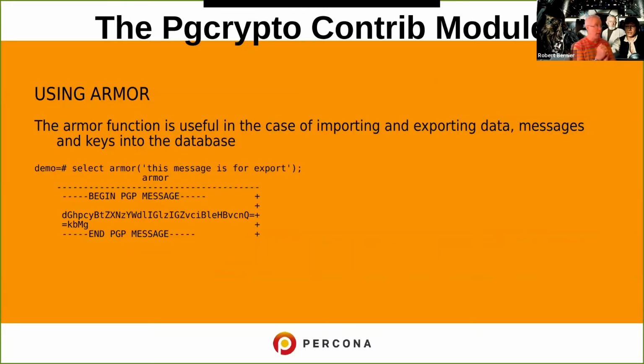Armor, you might recognize this. When you generate a public key, when you have a private key, when you generate messages, if you've ever looked at them, you're going to see it's going to say begin PGP message and end PGP message, and then you're going to have your combination of alphanumeric. This formats it. It makes it storable, and it makes it possible to send it through different mediums. Again, the old email standard was 7 bits.